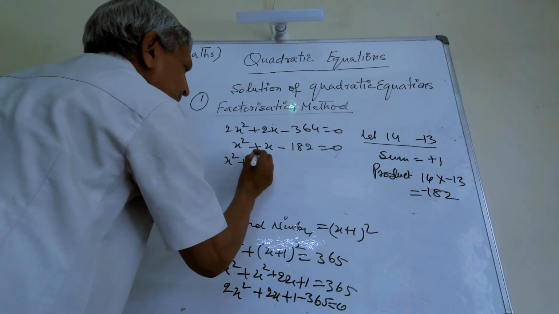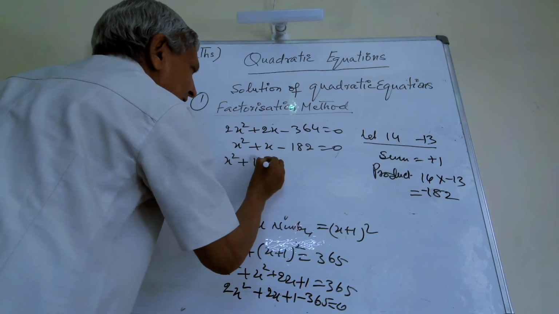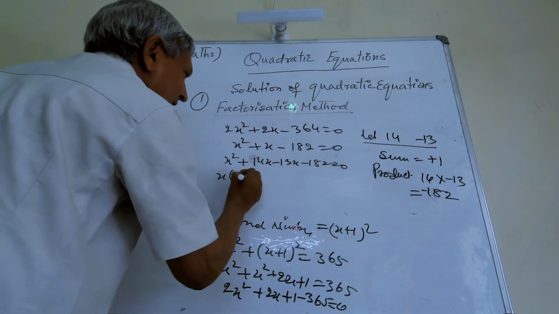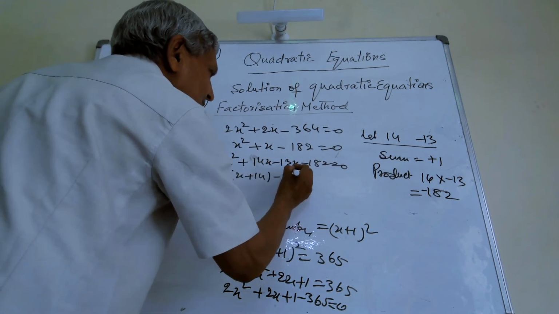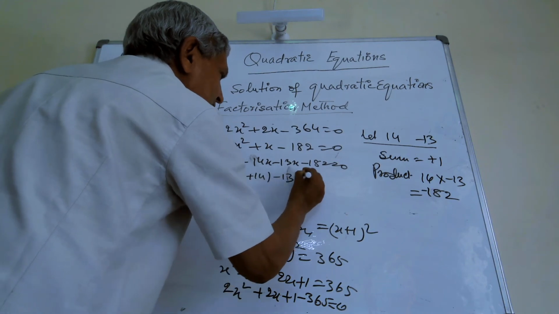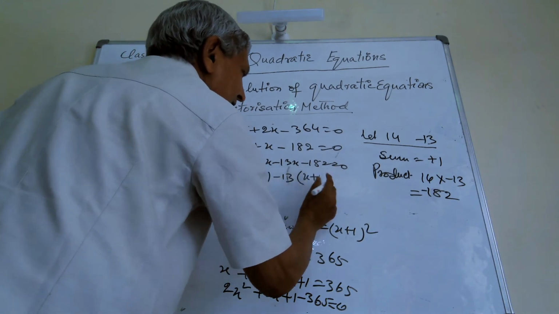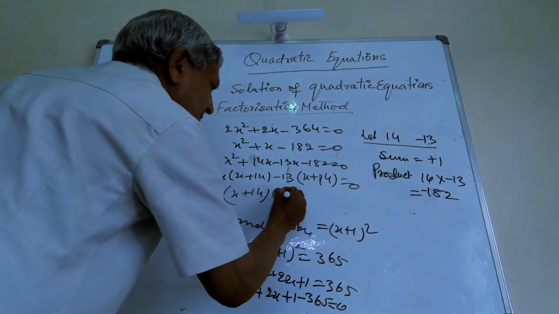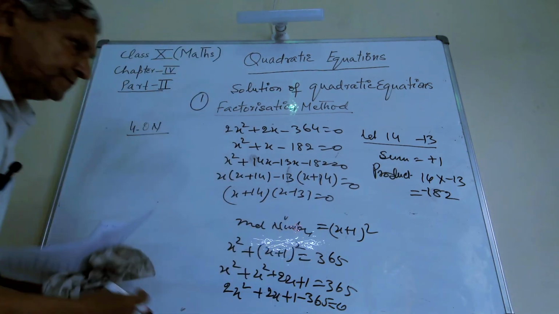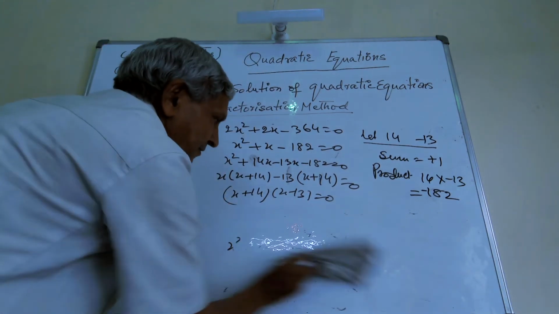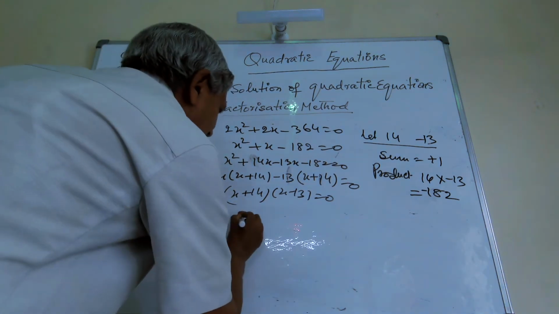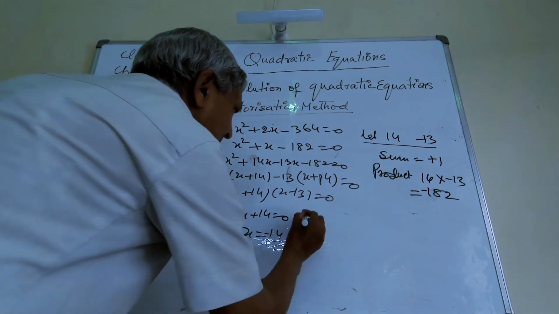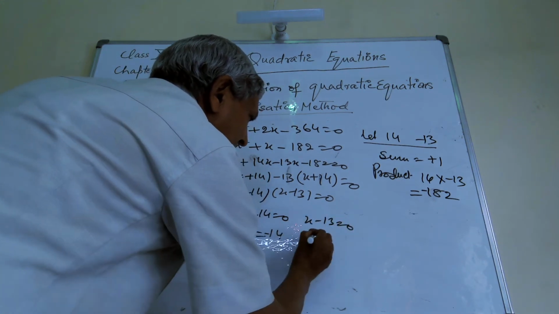x square plus 14x minus 13x minus 182 is equal to 0. x is common, x plus 14, minus 13 is common, x plus 14. x plus 14 into x minus 13 is equal to 0. Now, again, x plus 14 is equal to 0 and x is equal to minus 14, and x minus 13 is equal to 0 and x is equal to 13.